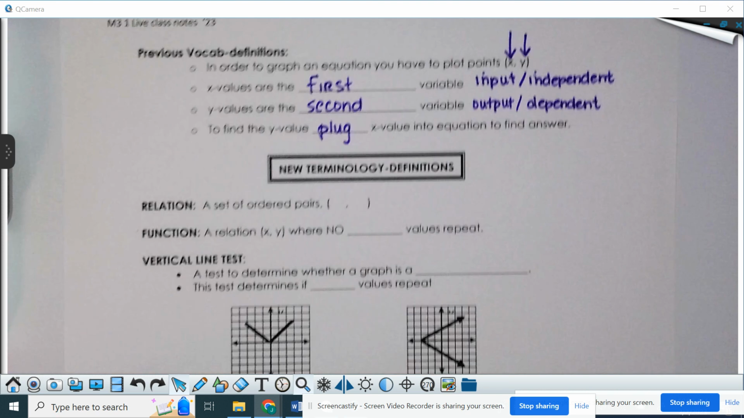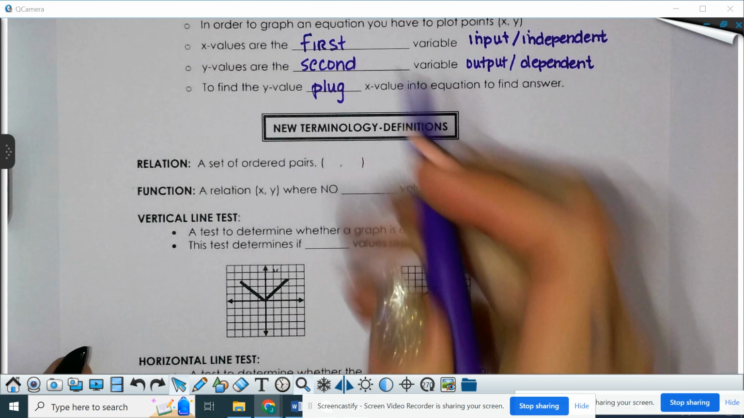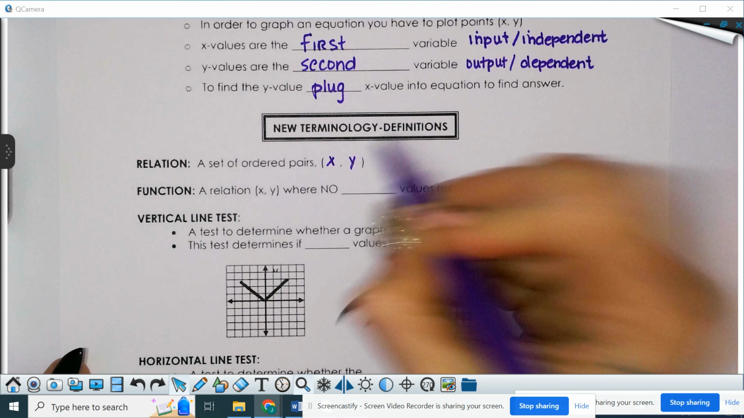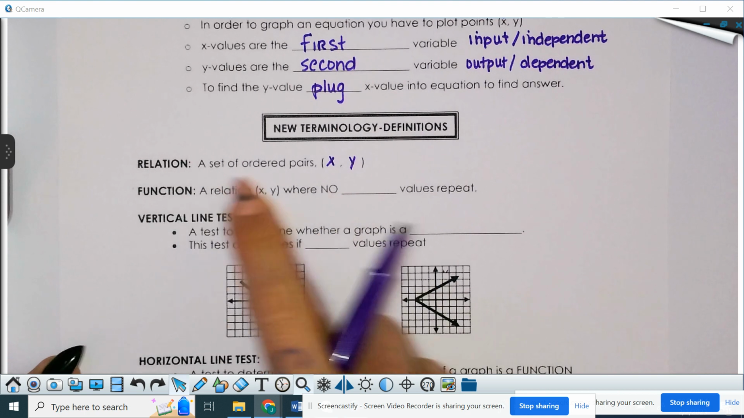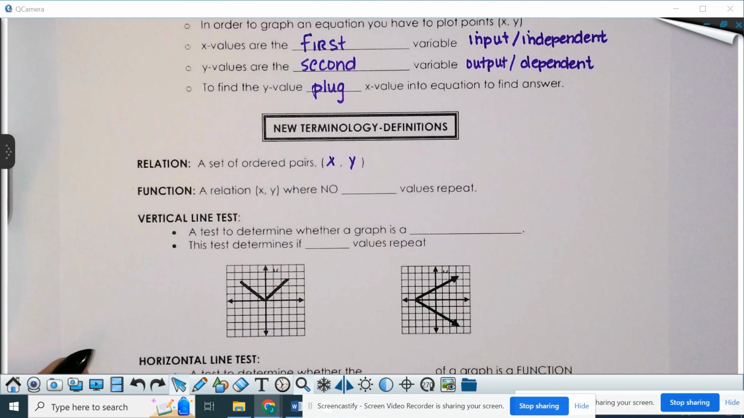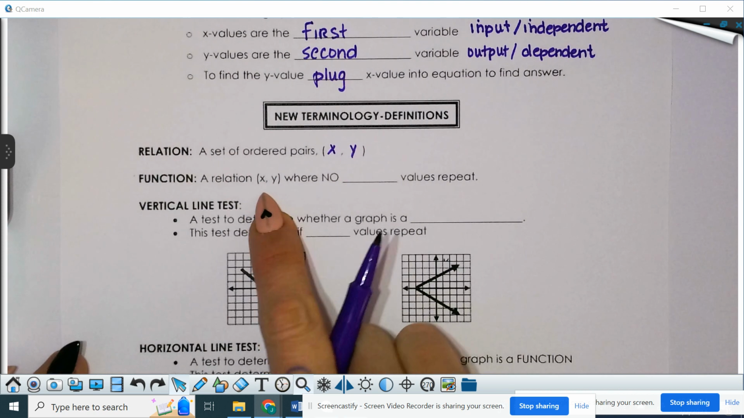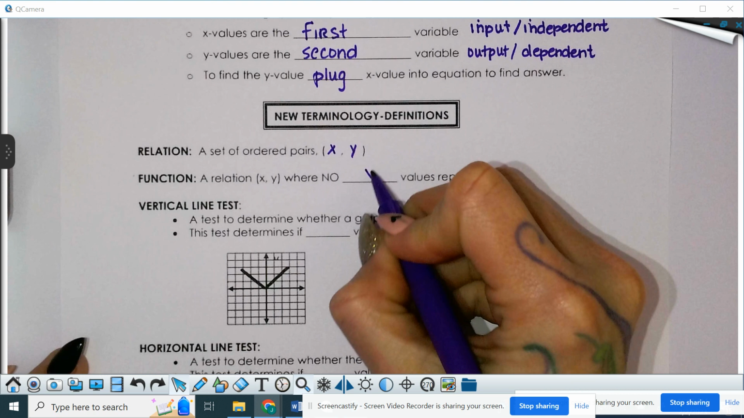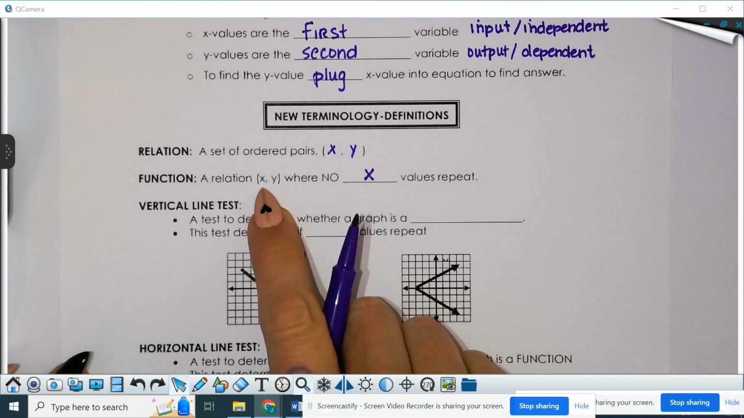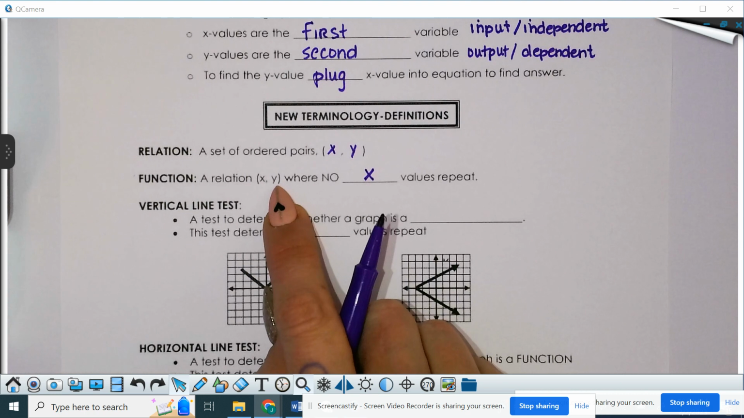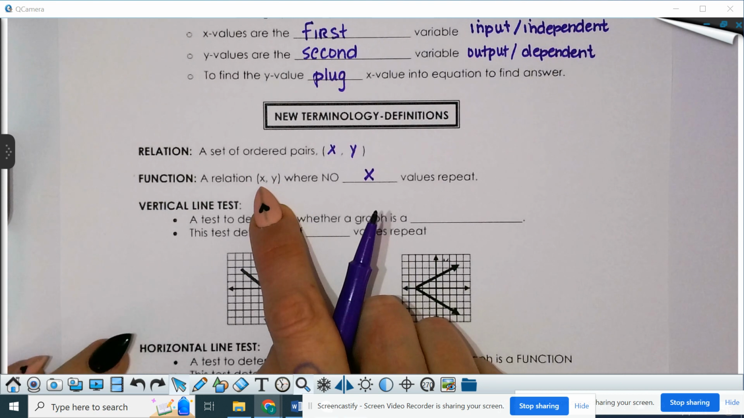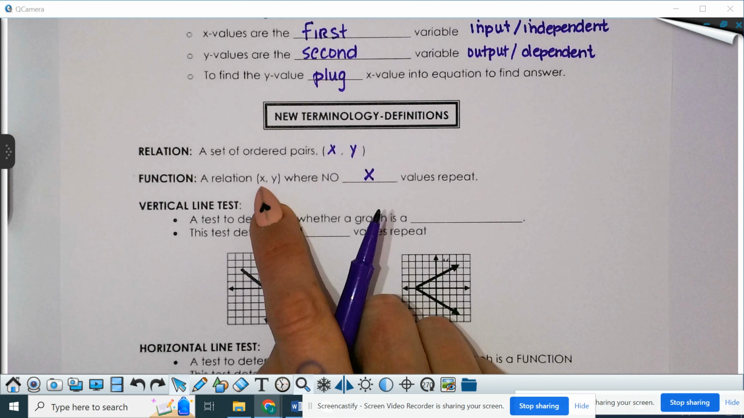All right, new. So a set of ordered pairs. So that just means an x value and a y value. So relation is just any set of ordered pairs. It does not matter. Every set of ordered pairs is a relation. A function is a relation where no x values repeat. So there can't be any x values repeating. So no x value can happen more than once. Y values can happen more than once. The x value cannot. So if you're looking at a table, you can't have 2 in the x column twice and have 2 outputs. So input can only happen one time.